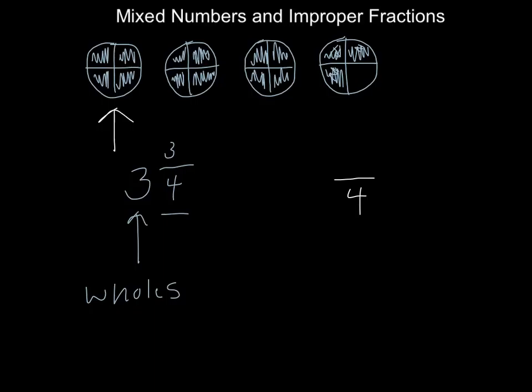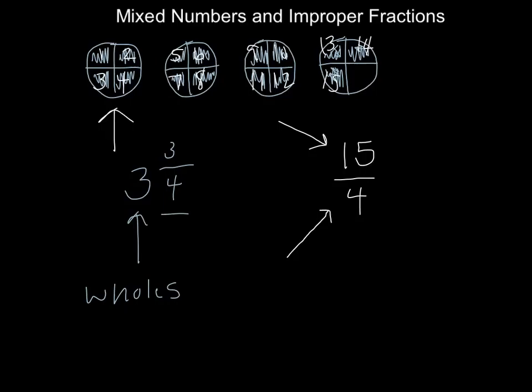Now, rather than recognizing how many whole circles I have, I'm just going to count the number of pieces. So 1, 2, 3, 4, 5, 6, 7, 8, 9, 10, 11, 12, 13, 14, 15. I have 15 pieces that are cut into fourths. So an improper fraction would be 15 fourths. A fraction is improper when the number on top, the numerator, is larger than the number on the bottom, my denominator.